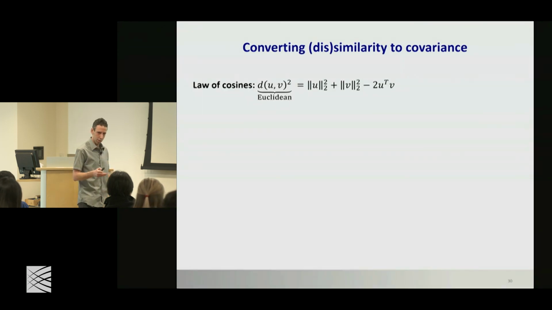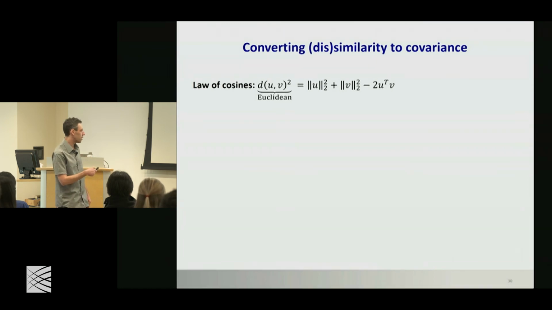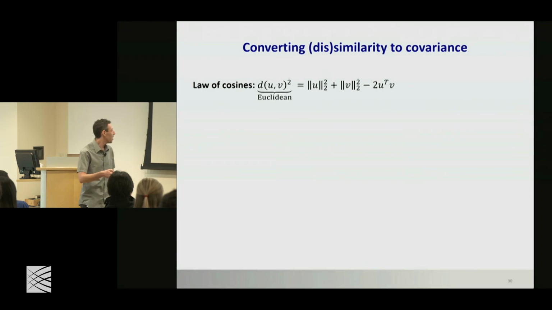So we're going to use the law of cosines. This, by the way, is the most mathy slide in this talk, so bear with me. The law of cosines says that the square of the Euclidean distance between two vectors u and v is given by what you see here.